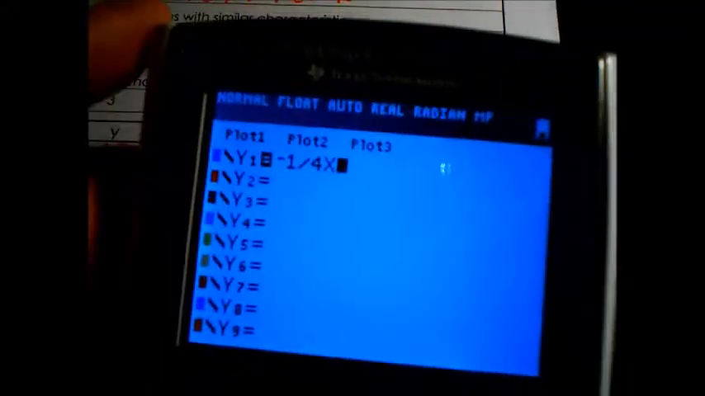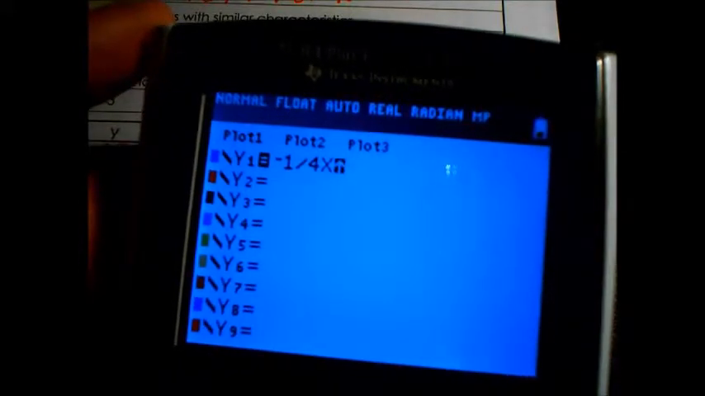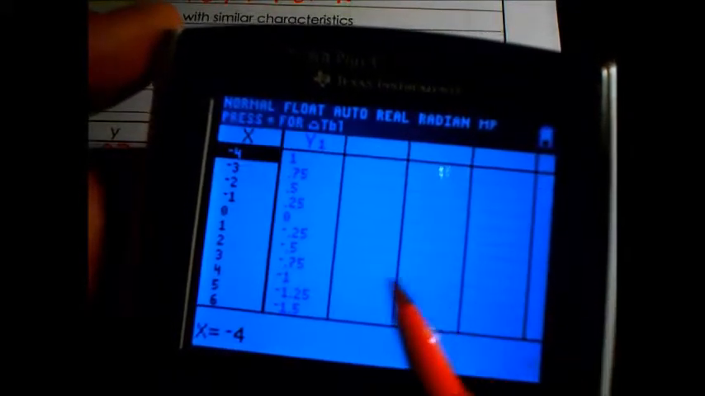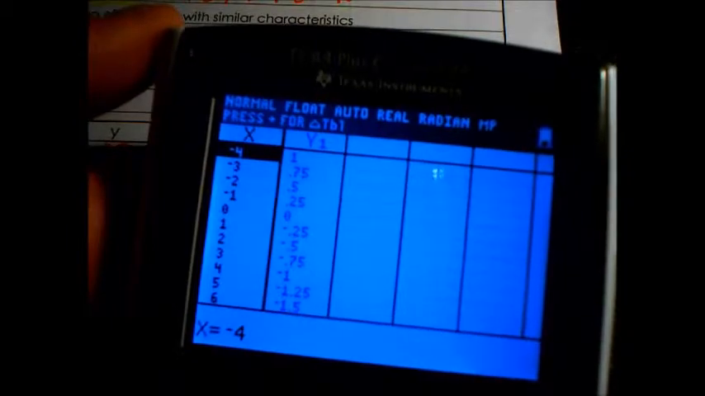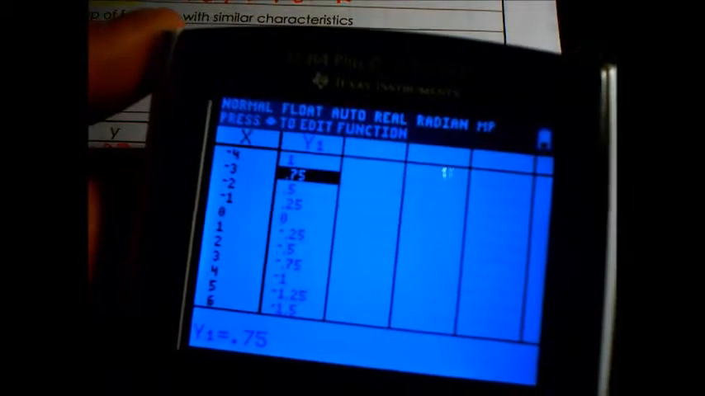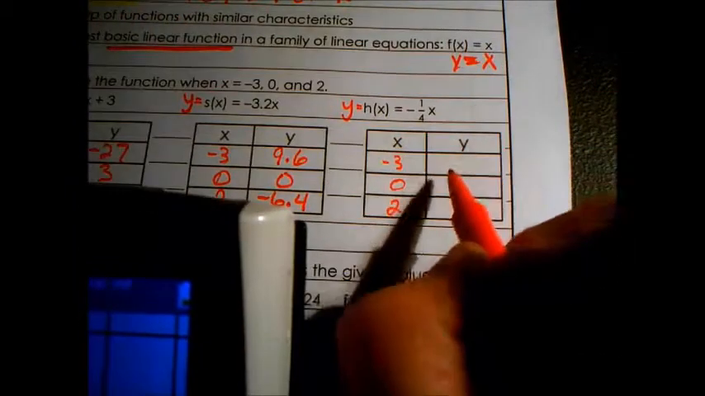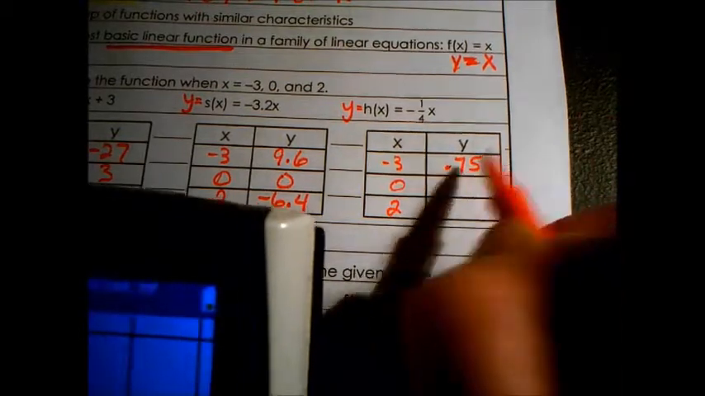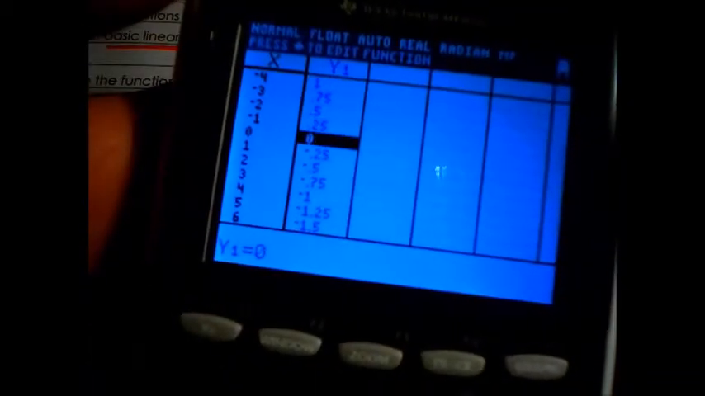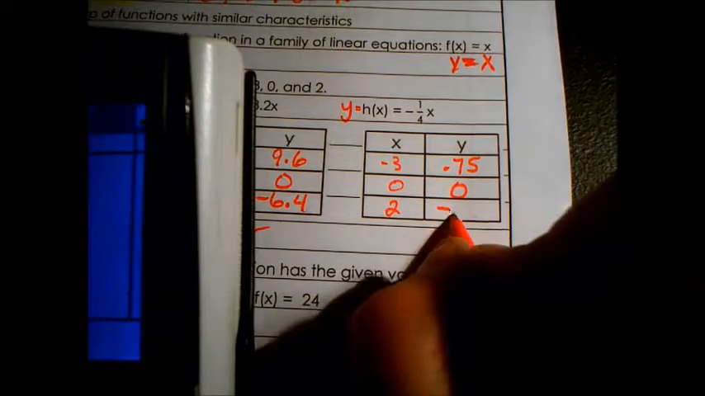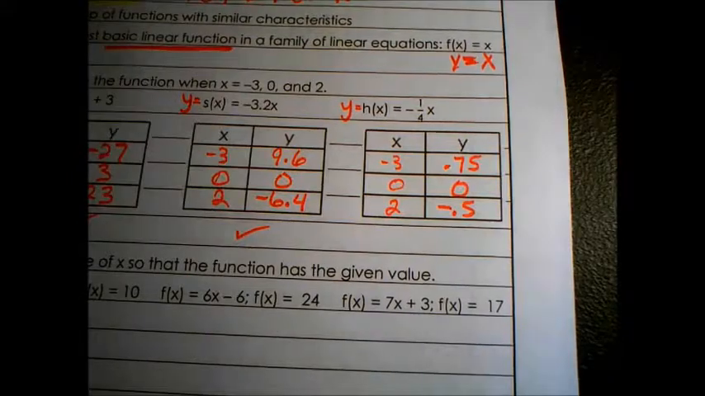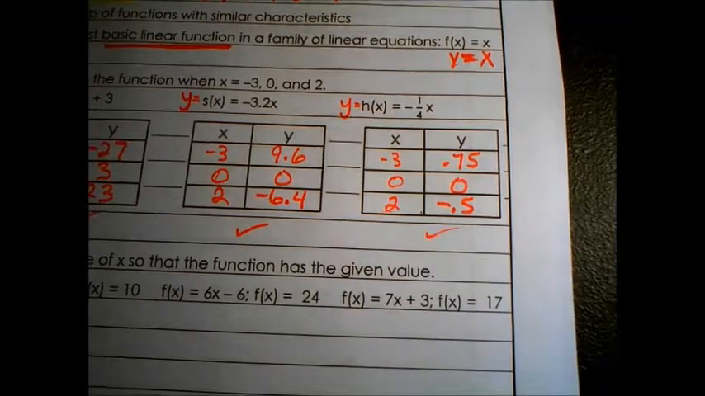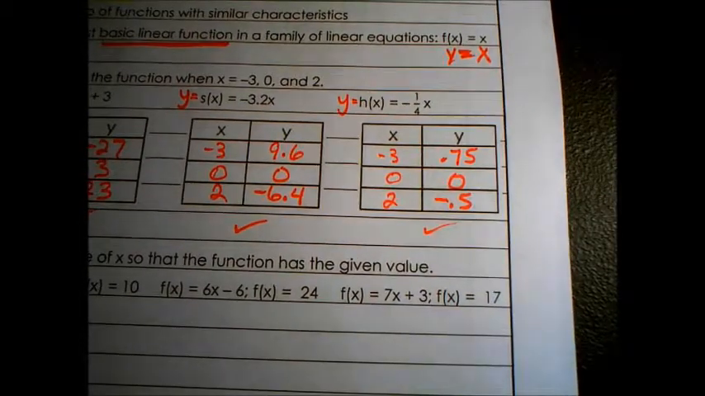Okay, I'm going to go to my table, and negative 3 is a decimal of 0.75, and then 0 is still 0, and then the 2 is negative 0.5. So I've filled them out, and that's my answer for this exercise.